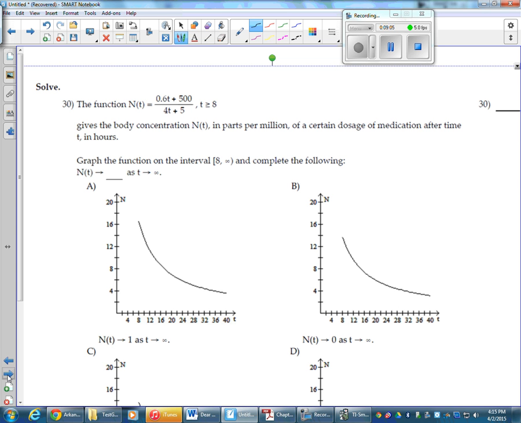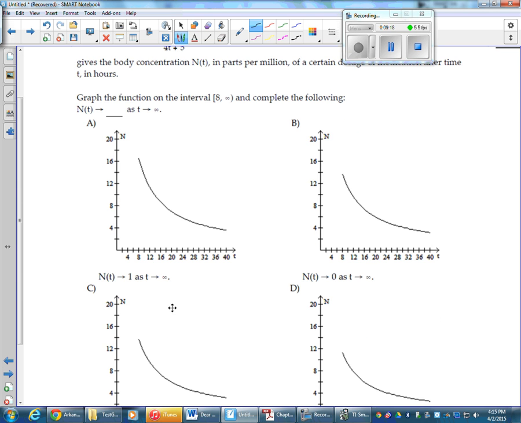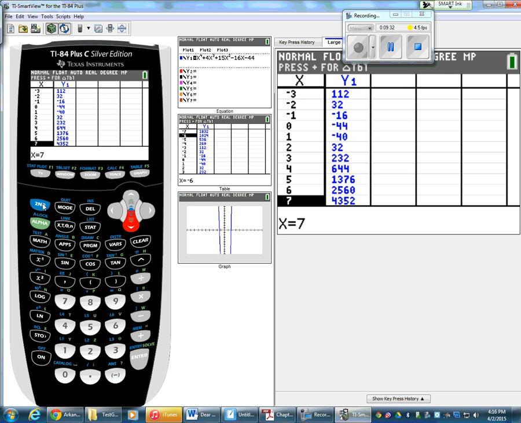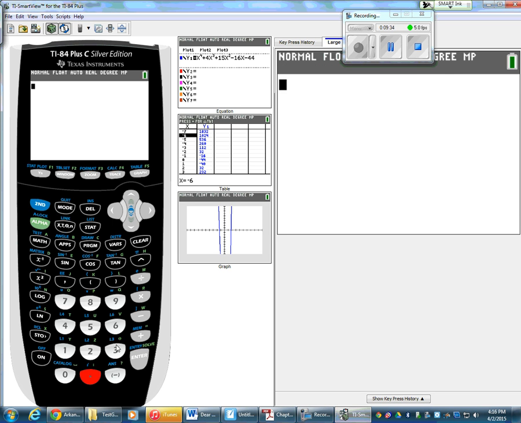This function gives the body concentration in parts per million of a certain dosage of medication after time t in hours. Graph the function from 8 to infinity and complete the following. So what I'm going to do is look at where it is approaching as we approach infinity. So that means where would my horizontal asymptote be? So it'd be these coefficients, 0.6 divided by 4. Let's see what that is. 0.6 divided by 4 would be 0.15.